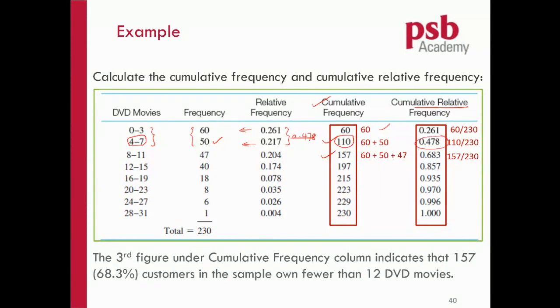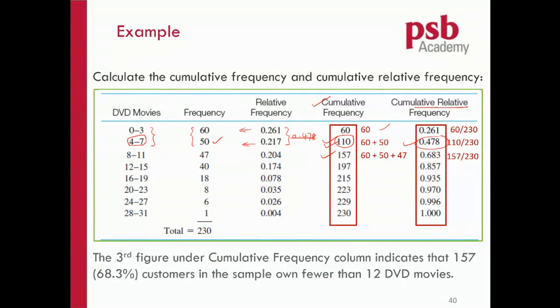So if I were to ask you how many customers have 7 or less DVDs, you say there are 110 of them. And what's the percentage? It will be 47.8% of the customers have 7 or less DVDs. You can also say 47.8% of the customers have less than 8. Okay, 7 or less is the same as less than 8.